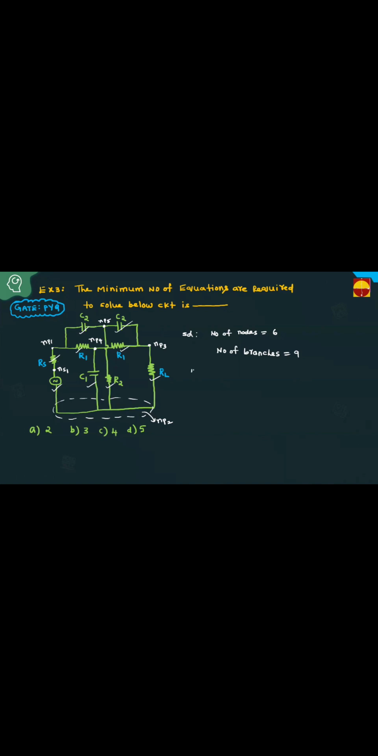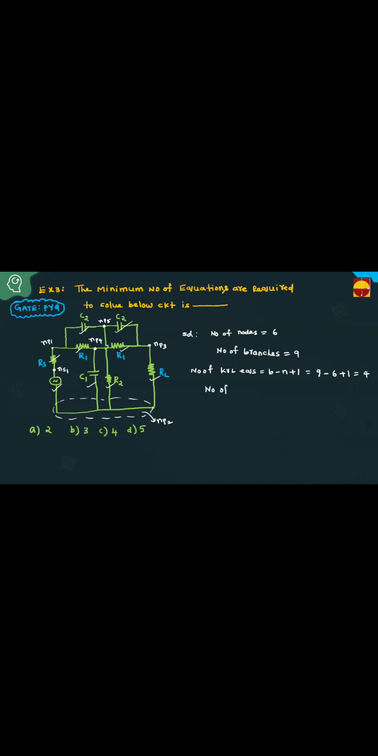Then number of KVL equations. What is the formula? Number of KVL equations equal to P minus N plus 1. The number of branches are 9, nodes are 6, plus 1. 9 minus 6, 3, 3 plus 1, 4.